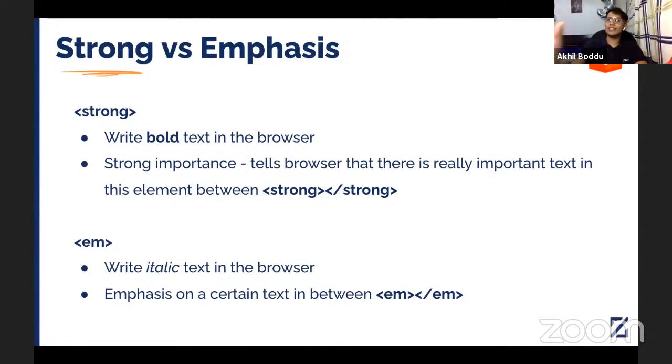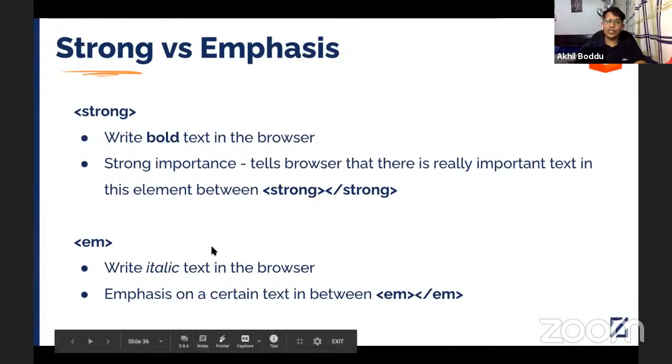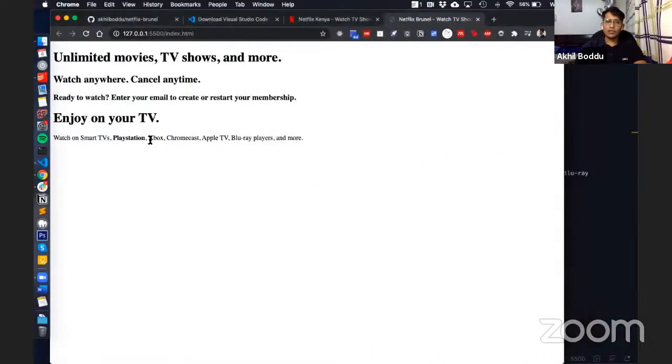It gives it some sort of semantic meaning, right? So that's basically why you use strong. Then if you want to write text in italic, you use EM, right? So similar to using strong, we made PlayStation bold by putting the word PlayStation in between two strong tags.